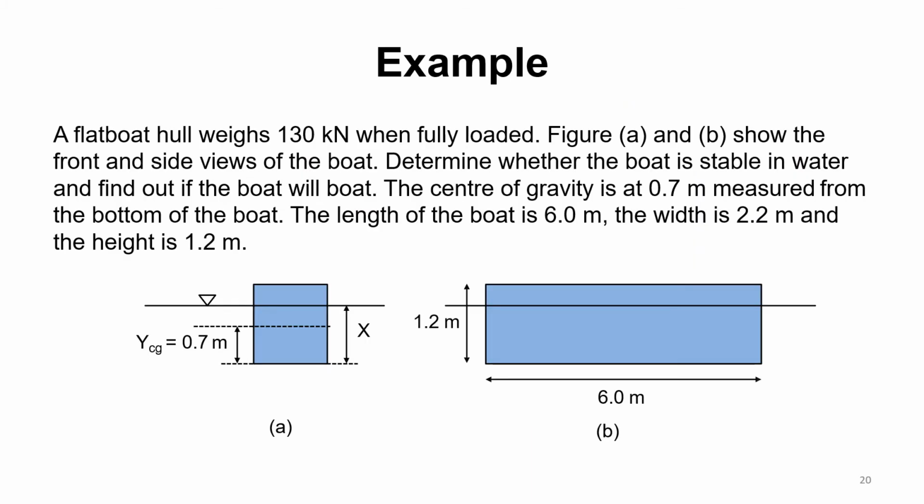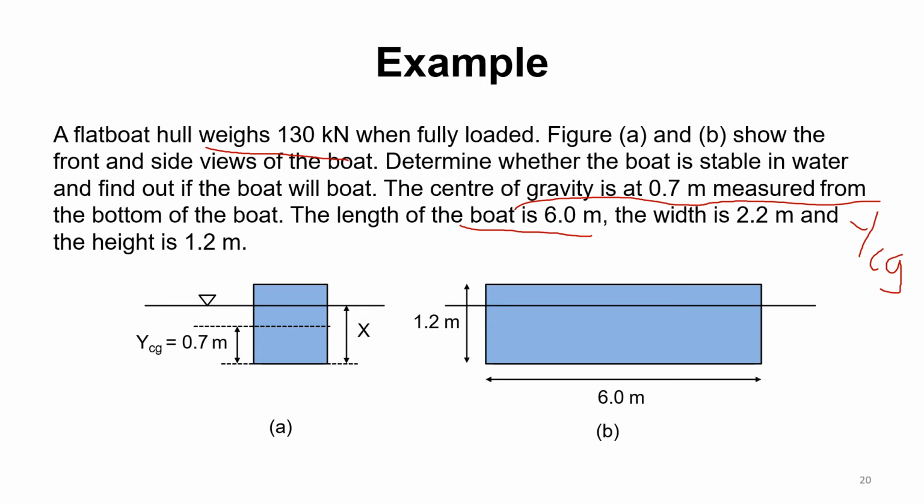Okay, then let's discuss another example, another floating body. So we have a flat boat hull. The weight is given, so we don't need to calculate the weight. And then figure A is the front view, and figure B is the side view of the boat. Determine whether the boat is stable in water and find out if the boat will float. The center of gravity is given. So this is YCG. We don't need to calculate the YCG. And the length of the boat is 6. The width is 2.2. And the height is 1.2.